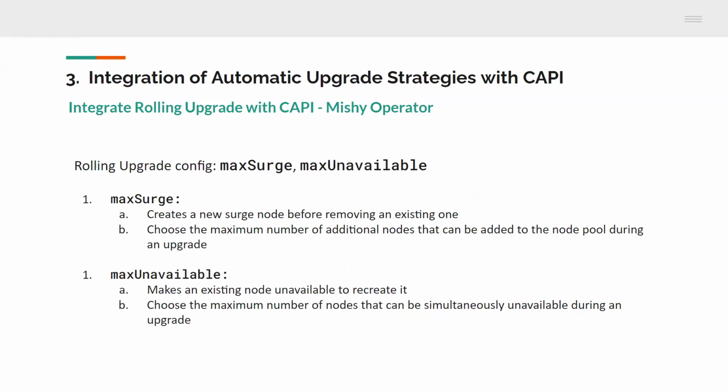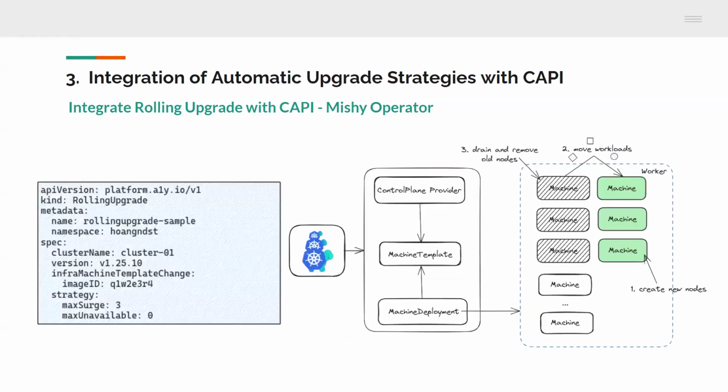That means you decide how many nodes you will provision in the upgrade process with max surge, and max unavailable is the permission from us to make the existing node unavailable and recreated. So if I configure max surge as 3 and max unavailable as 0, it will provision 3 new nodes, not just one.